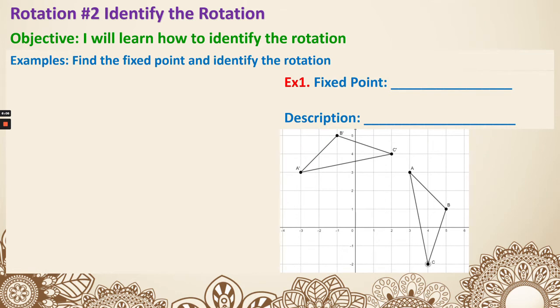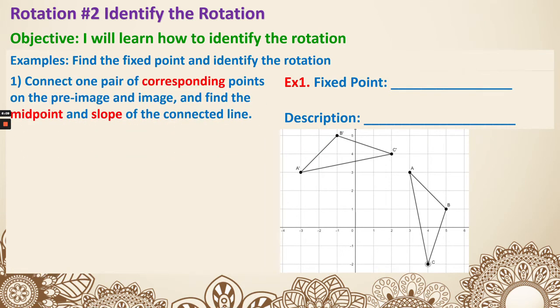Here's the example. Let's show the steps again. First, connect one pair of corresponding points on the pre-image and the image, and find the midpoint and the slope of the connected line. So let's do A and A prime, for example. For that line, to be honest, you don't have to find the slope because it is a line that's going through the grid. So we should know, A and A prime, they're 6 apart, so the midpoint would be 3 apart, and the line that we need would actually be right here. This is the line. Okay, that's the first one.